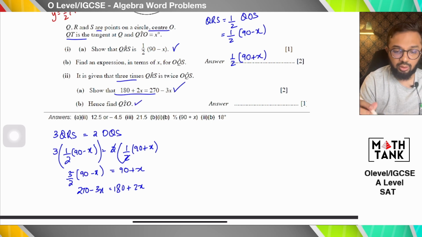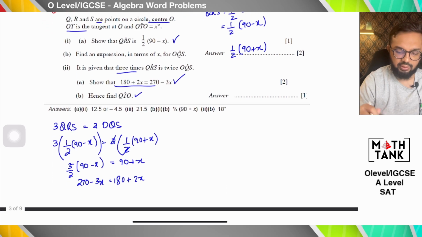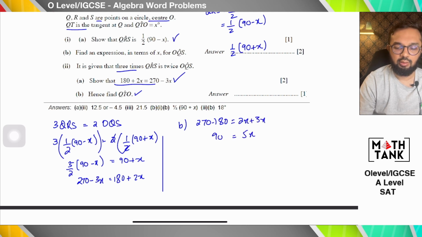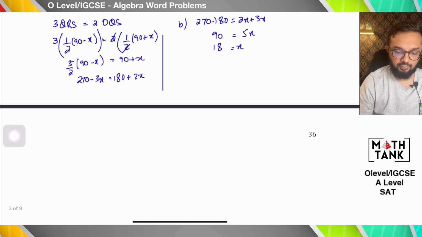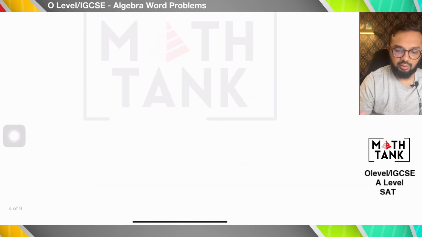Hence, find QTO. Where is QTO? So that's finding the value of x. I have an equation, I can just shuffle things around and find QTO. 270 minus 180 equals 2x plus 3x. So 5x, x equals 18. Yeah, with the calculator, 18 degrees. That was another question, there was more space to it. I didn't really realize. Let's move on to the next question.